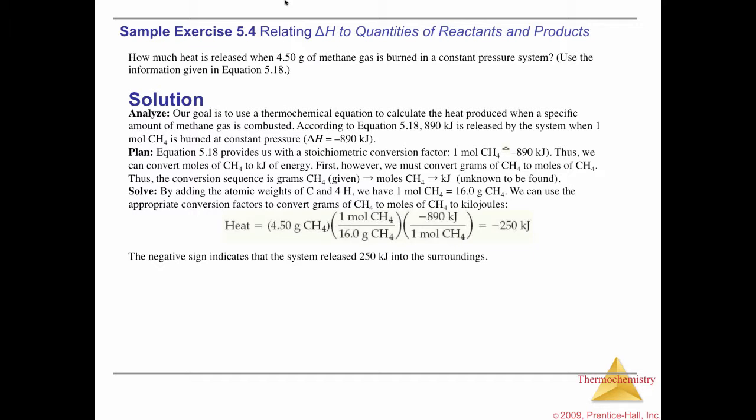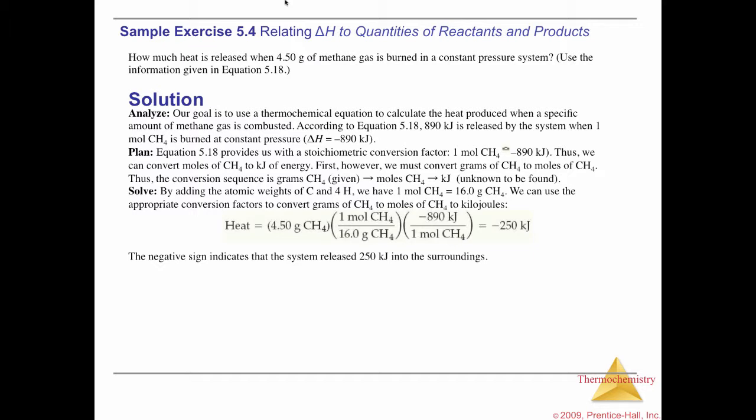Our goal is to use a thermochemical equation to calculate the heat produced when a specific amount of methane gas is combusted. According to equation 5.18, 890 kilojoules is released by the system when 1 mole of methane is burned at constant pressure. Therefore, our change in enthalpy is negative 890 kilojoules.